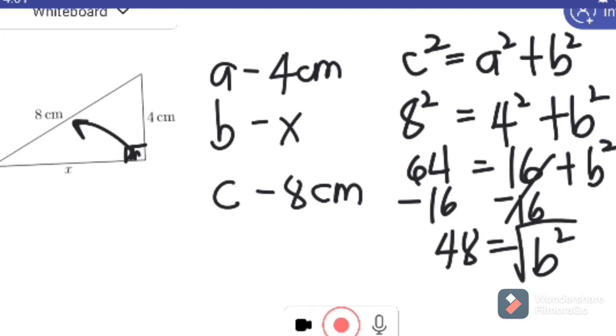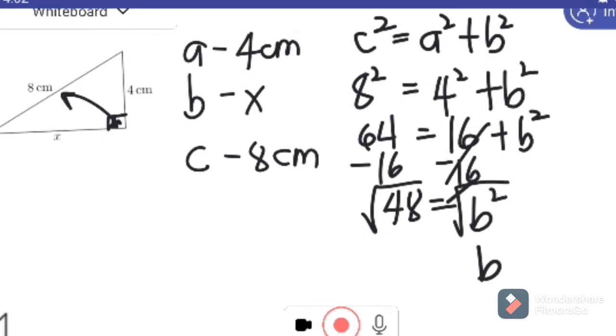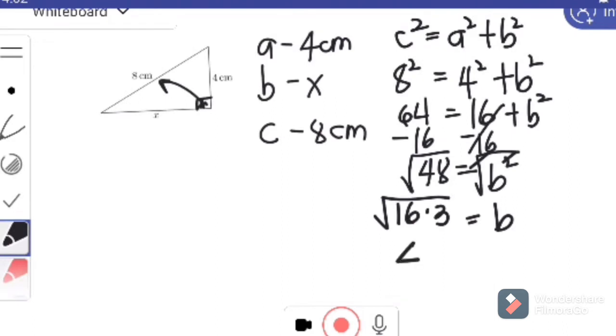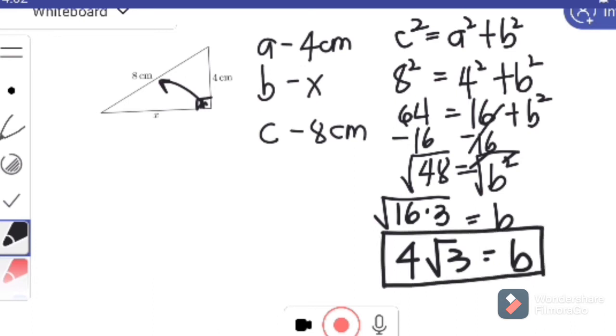Then we square both sides. B is equal to the square root of 48. Factors of 48 with a perfect square, we have 16 times 3. Square root of 16 is 4 times the square root of 3, which is equal to B. This is now our answer to the question, what is our longer leg? So we have here 4 square root of 3 centimeters for our X.